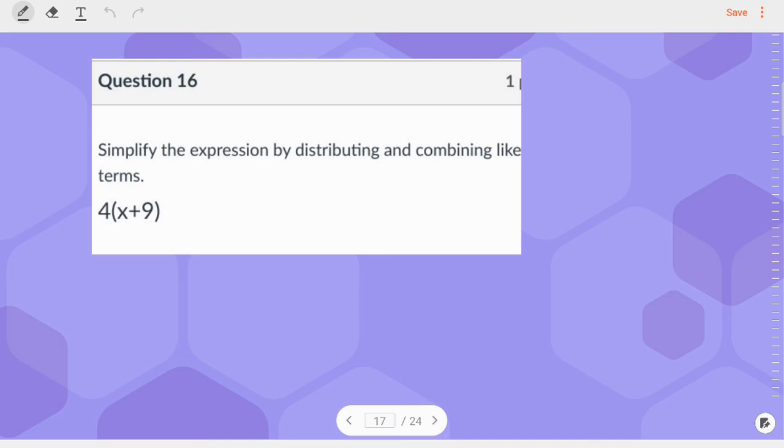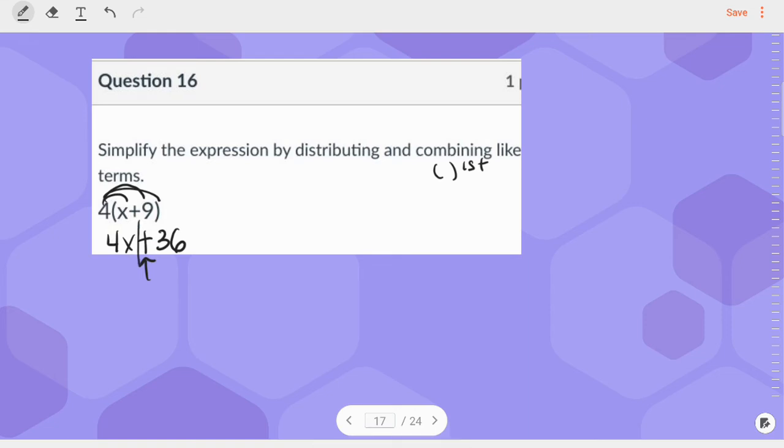All right. Now that we're done with evaluating, let's talk about simplifying with distribution and combining like terms. If I look at this problem, I see parentheses, and remember, parentheses always come first. I'm going to distribute. 4 times x is 4x. 4 times 9 is 36, a positive 36, so I'm going to make sure I get a plus sign.